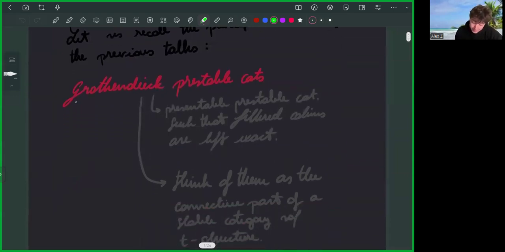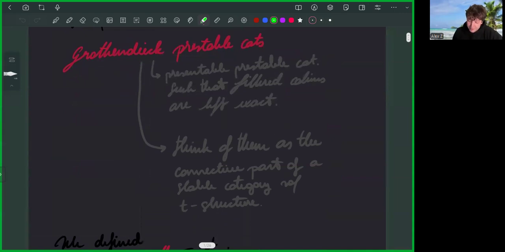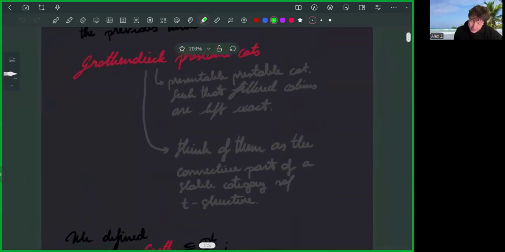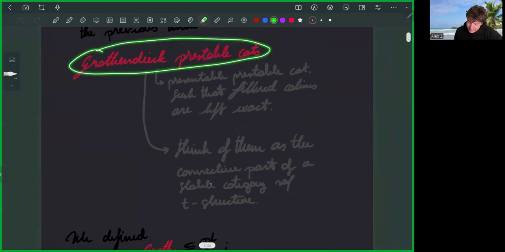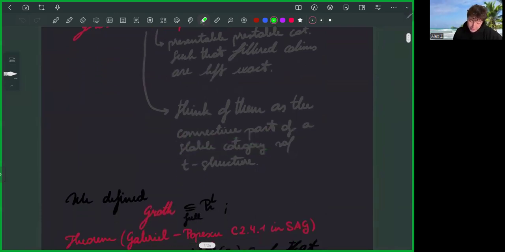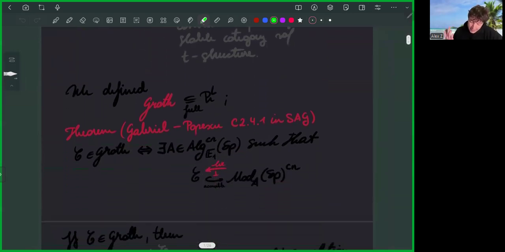Okay, so first of all, probably the main building block so far, Grothendieck pre-stable categories. What was it? It was a presentable pre-stable category such that filtered colimits commute with finite limits. And we should really think of a Grothendieck pre-stable category as something like the connective part of a stable category with a t-structure. Having this, we defined the full subcategory on these Grothendieck pre-stable categories, Groth, in PrL.